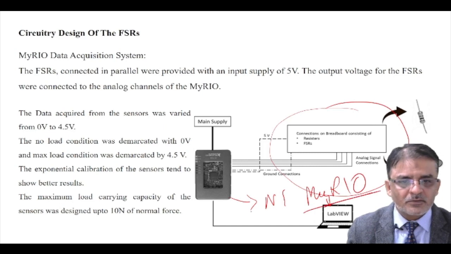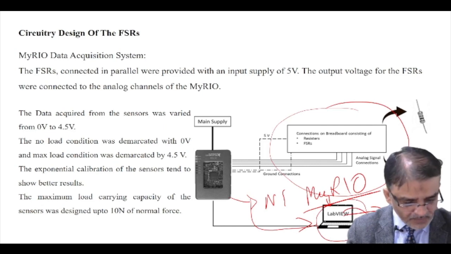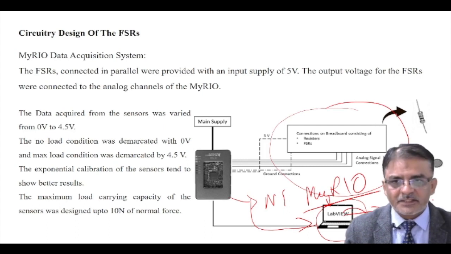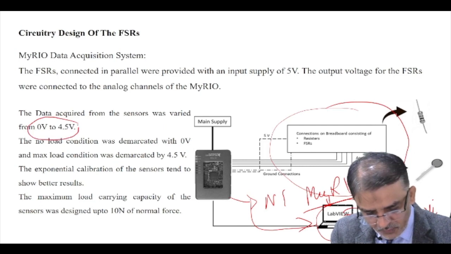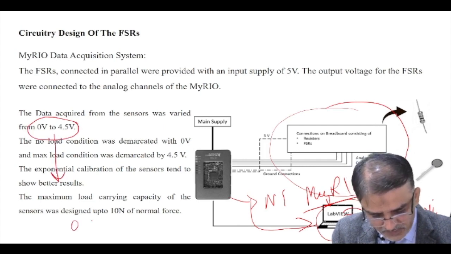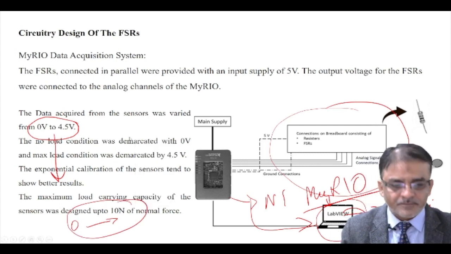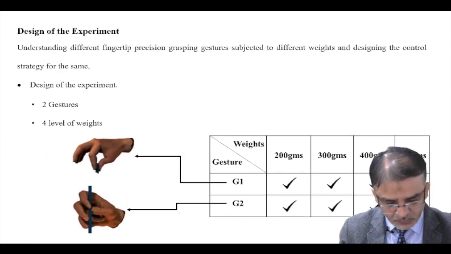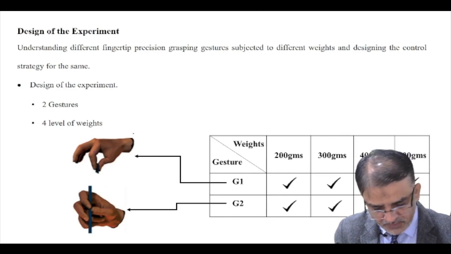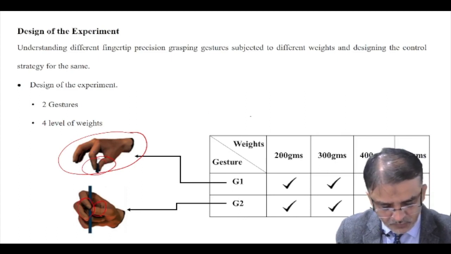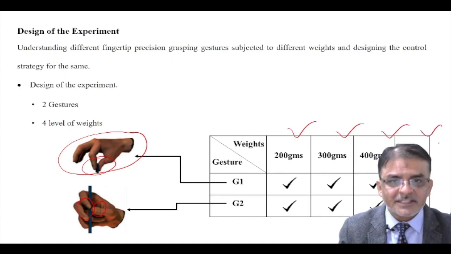This card helped us to integrate, and LabVIEW programming was used to write the code, the VI, in LabVIEW. There was a variation of 0 to 4.5 volts, which was mapped to a 0 to 10 Newton force level based on the pressure calculations. Two gestures were tested in this study. One involved the index finger and thumb, and the other involved the index finger, middle finger and thumb. So there were two gestures and 4 weight levels tested in this study.